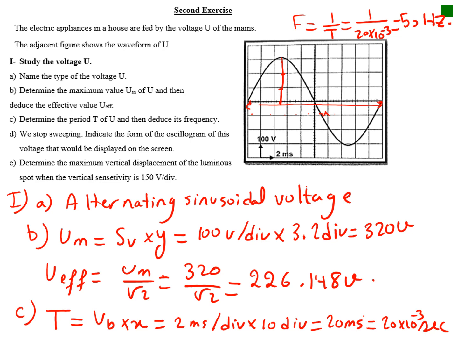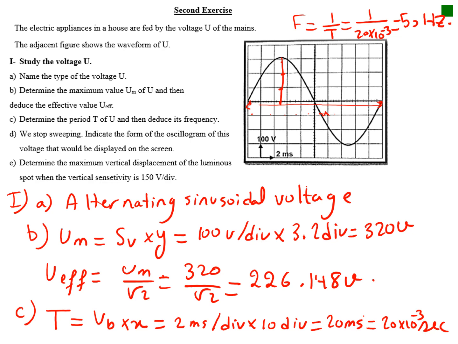B. Determine U max. U max equals SV times Y, which is 100 volt per division times Y. It is 3.2 division, which is 320 volt. U effective equals U max over radical 2. So 320 over radical 2 equals 226.148 volt.